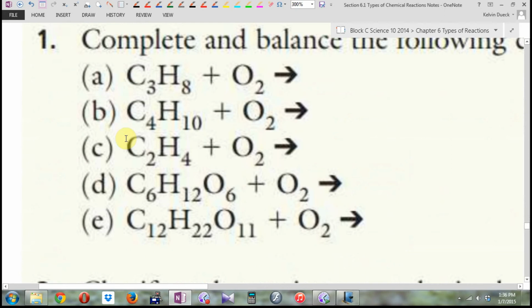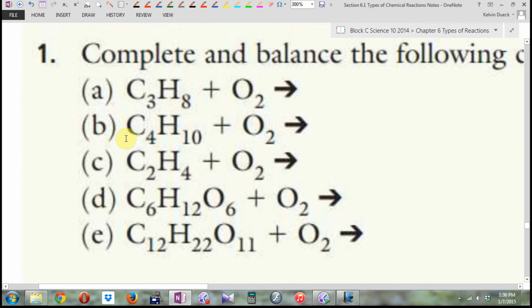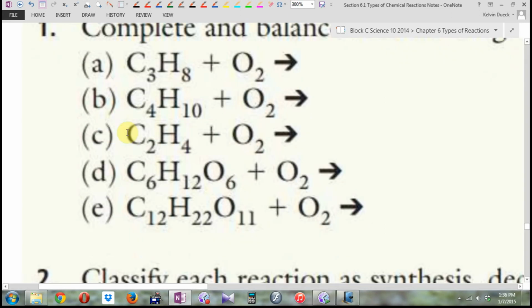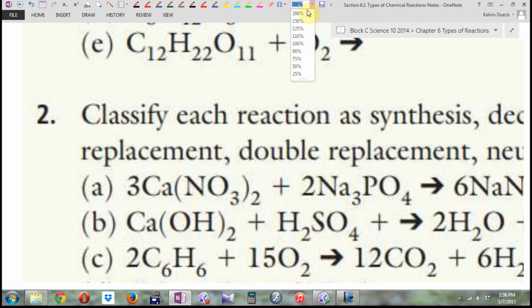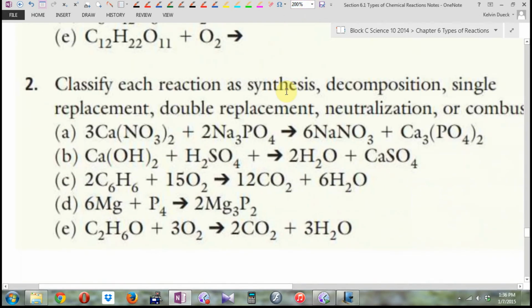Practice problems. It says complete and balance the following. I'm going to pass on that because I'm going to be giving you a bunch to practice today in class. Instead, classify. So this is going to be part of your test. On part of your test, I'm going to give you a bunch of chemical reactions, and I'm going to say, don't bother balancing. Just tell me what they are.